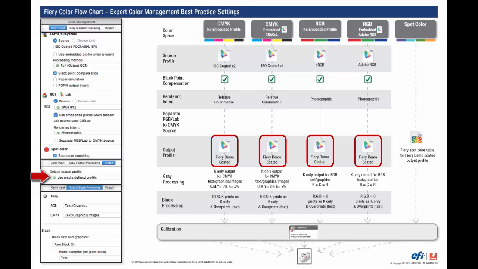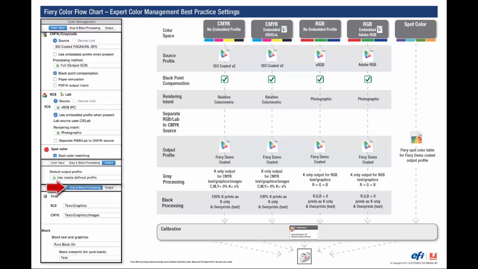Let me review here that the real best practice is to set use media defined, and then rather than even trying to assign profiles to media types, use the paper catalog. Remember that if you're using Fiery Color Profiler Suite to create your calibration sets and profiles for each paper type that you use, if when you're creating the calibration and profile, you choose a paper catalog entry, Color Profiler Suite will actually populate that paper catalog entry for you with the profile that it creates for that paper.